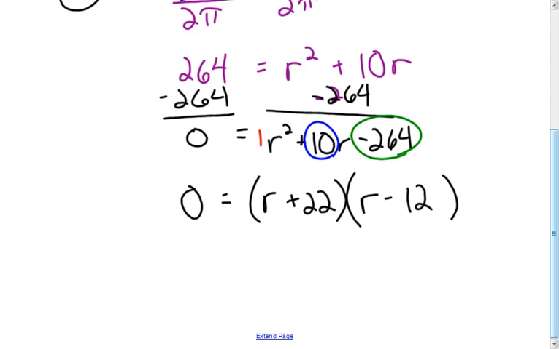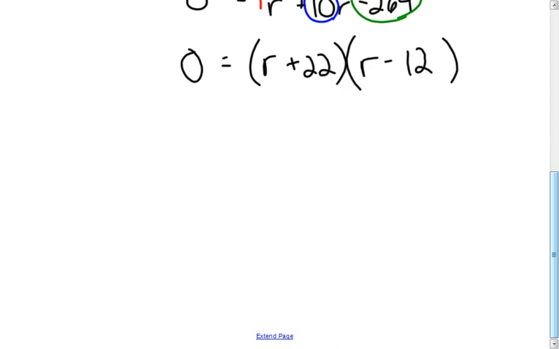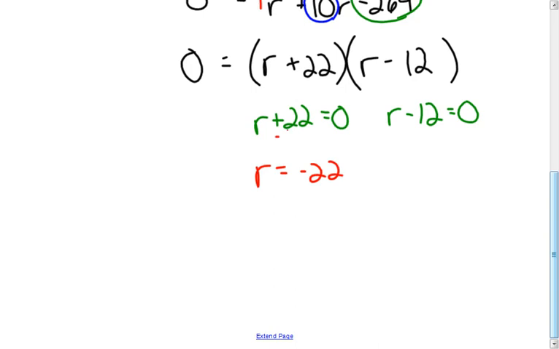Now as I continue on to solve this, I'm going to set both of my factors equal to 0. So r plus 22 is going to equal 0, and r minus 12 is going to be equal to 0. Now if I solve those two little equations, in this one, r is going to equal negative 22, because I would subtract 22 from both sides. Maybe I should show my work. And in my other one, I'm going to add 12 to both sides and find out that r equals 12.